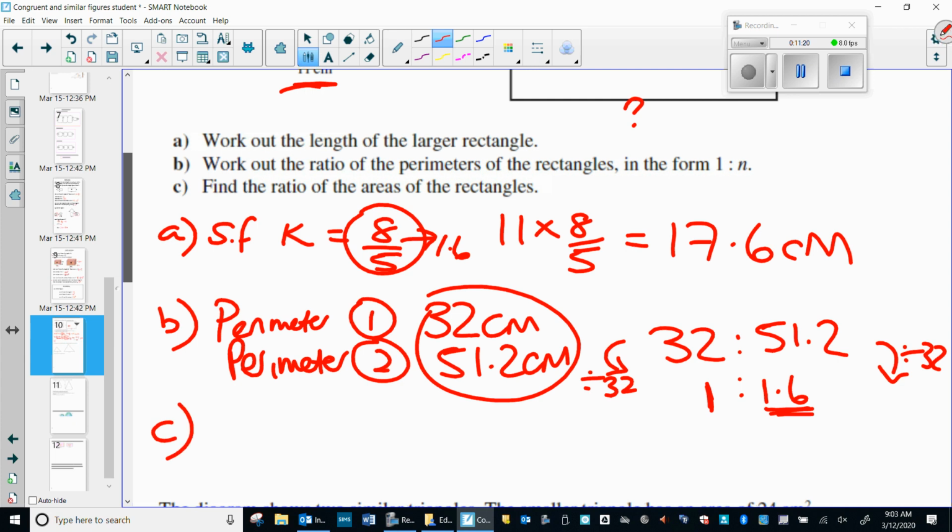Part C, find the ratio of the areas of the triangle. Do we need to go through the whole palaver of finding the area of shape A and the area of shape B and writing those as a ratio? Pardon?